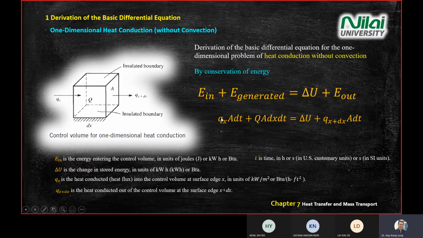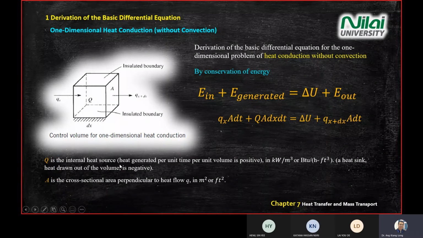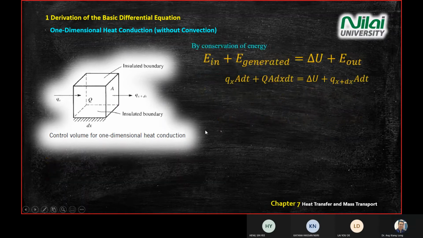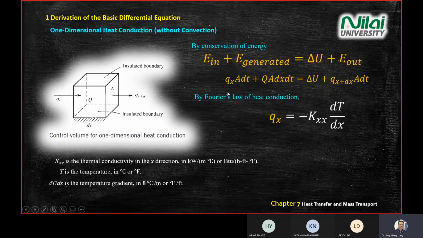The first mathematical notation is small q. Small q in this chapter means heat flux. Heat flux unit is watt per meter square. Capital Q means heat generated, in the unit of watt per meter cube, so it is per volume. You need to know how to differentiate small q and capital Q, as both are different. And then small q equals negative k dT/dx.